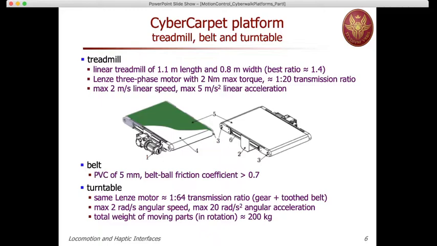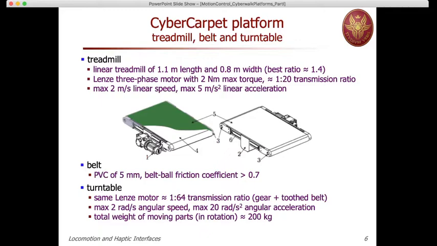Now, the last component of this assembly is the turntable. So the treadmill is mounted on a rotating platform, which is driven by the same type of motor. The only difference is that it has a larger ratio. So 64 rotations of the motor are equal to one rotation of the load, and therefore the amplification of torque is even larger. This transmission ratio is given by the gears on the output of the motor, plus the fact that the motor is placed offset from the center of rotation, and angular motion is transmitted through a toothed belt. So the total transmission ratio is 1 to 64.